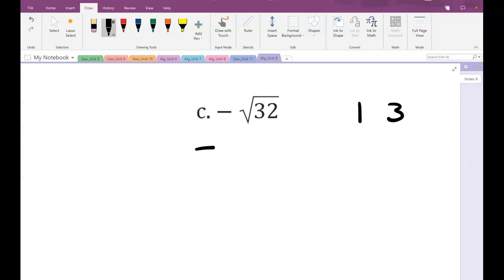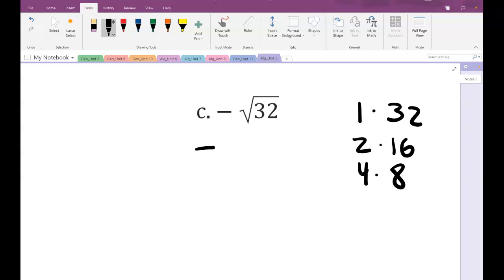We have 1 and 32, 2 and 16, 4 and 8. Which pair do we want to use? Why 16? Why wouldn't I use 4 and 8? 4 is a perfect square. 16 is the largest perfect square. You always want to use the largest one.